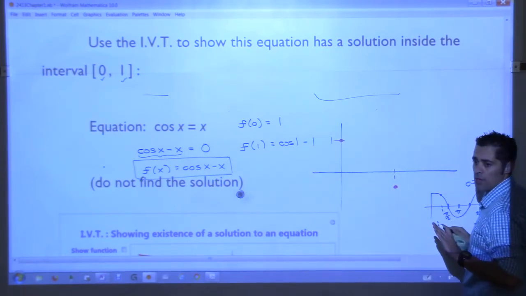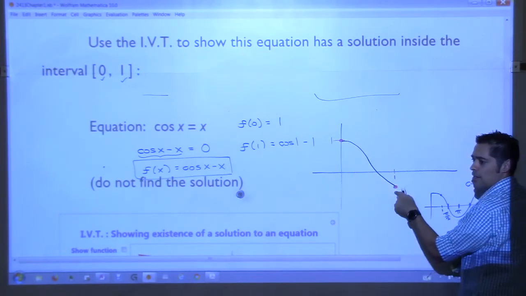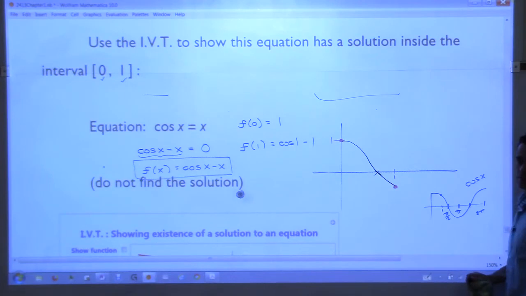And when you subtract two continuous functions, it's still continuous, which means it must go through there somewhere. I don't know where it goes through, though. See? I don't know. But I know that it has to get from here to here, right? And that means it has to cross. And that means it has to have a solution. I don't know what the solution is. Right? I don't.